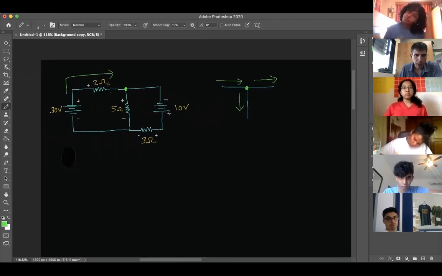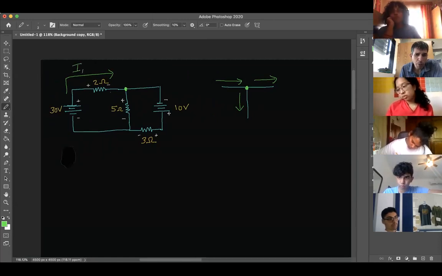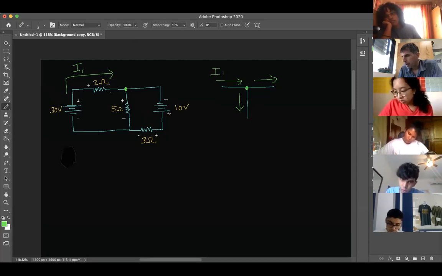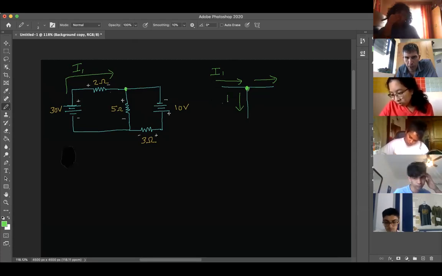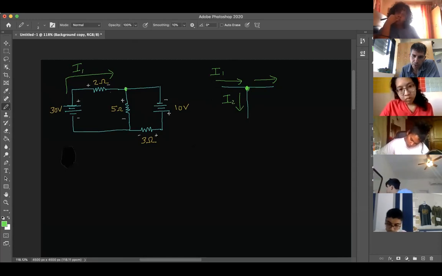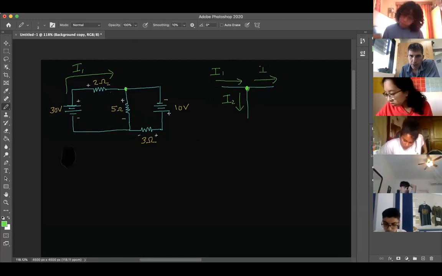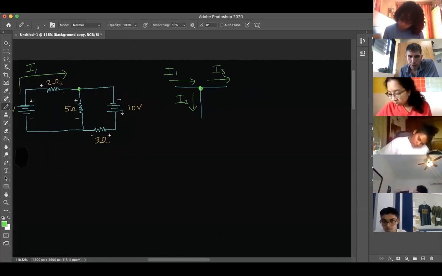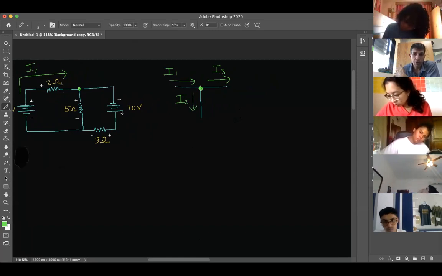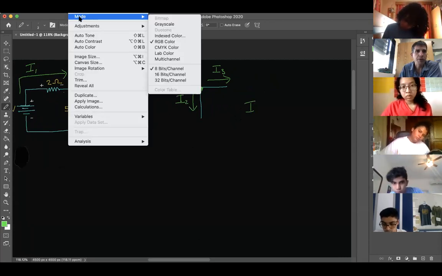I'm going to call the current that flows out of that 30-volt battery current 1. When you get to this junction, some of that current is going to flow down here. Let's call that current 2. And then some of that current is going to continue to flow over in this direction, current 3. This is called Kirchhoff's junction rule, or Kirchhoff's current rule. And it basically says, let me put this in English first.